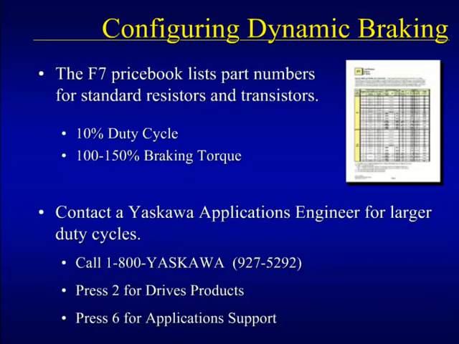The F7 price book lists part numbers for standard braking resistors and transistors. These packages are rated for a 10% duty cycle and develop between 100 and 150% braking torque as listed in the price book table. Resistor and transistor packages listed in this table are suitable for handling nearly all applications.